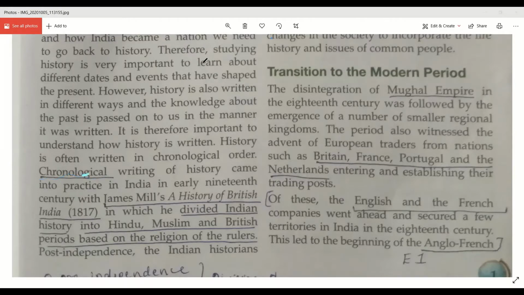What is chronology? In your textbook, there is no definition. However, let me tell you, chronology is when we write about something based on dates. Okay.